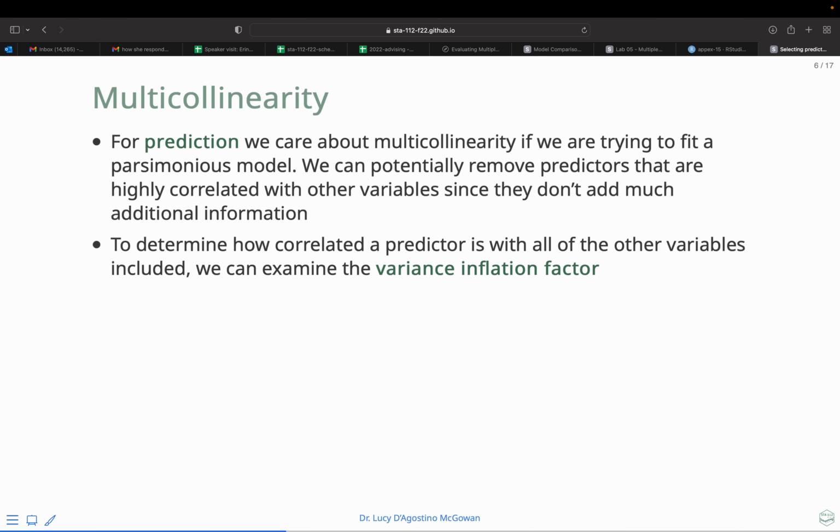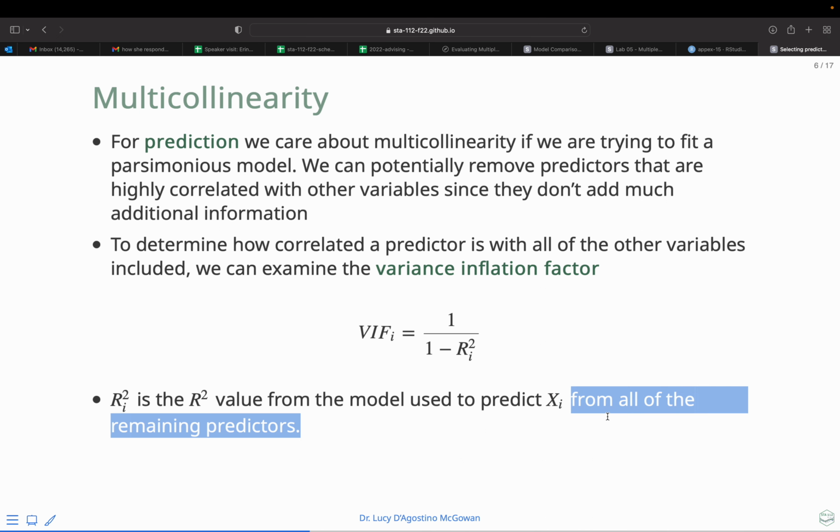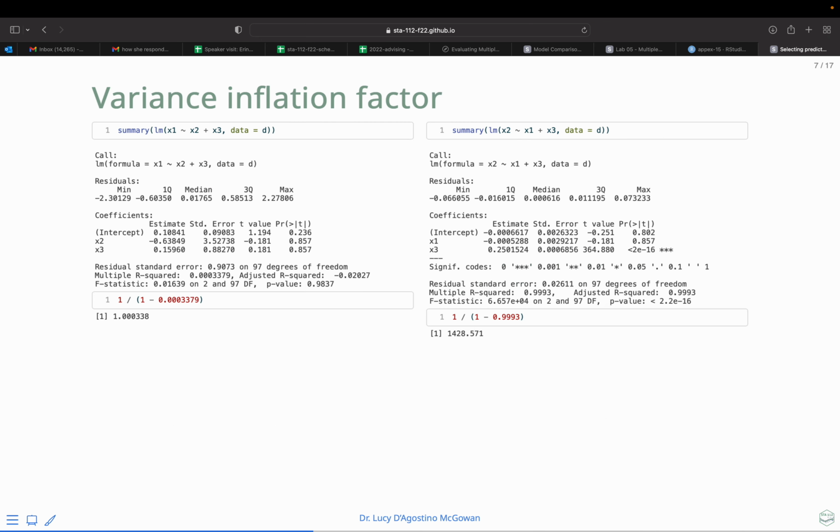To determine how correlated a predictor is with all the other variables included, you can look at something known as the variance inflation factor, which is just equal to 1 over 1 minus R squared, where this R squared is not the R squared overall from the full model predicting y, but rather from a model predicting a particular explanatory variable from all the remaining predictors. For example, if I was getting the variance inflation factor for x1, I would predict x1 using x2 and x3.